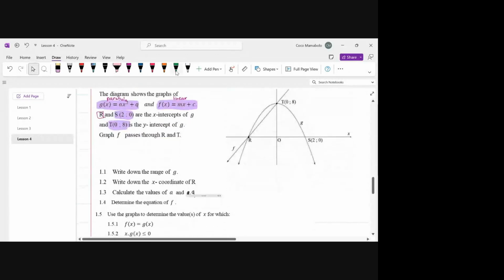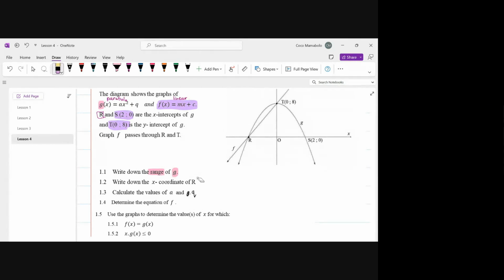Okay, so this first question here says, write down the range of G. Now we know from our notes that the range is the Y values, but the range of G refers to a specific graph. And we know that the G graph is the one that's written G of X. That's the one that we're looking for. So we're looking for the range of our parabola. In this case, we will say that Y needs to be less than or equal to 8 because it's concave down. So less than or equal to 8.